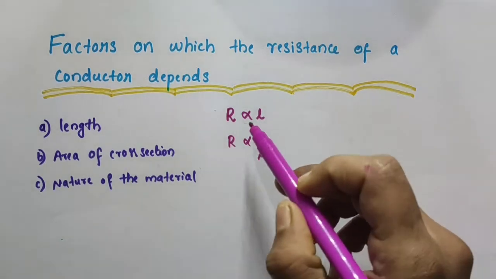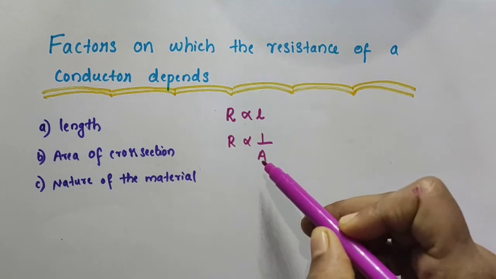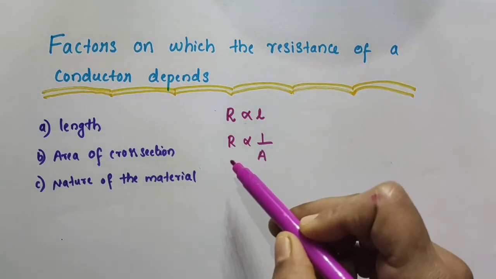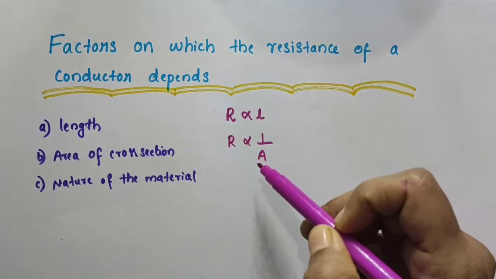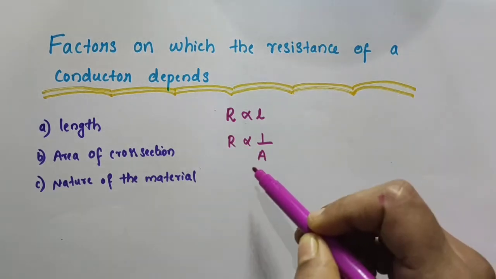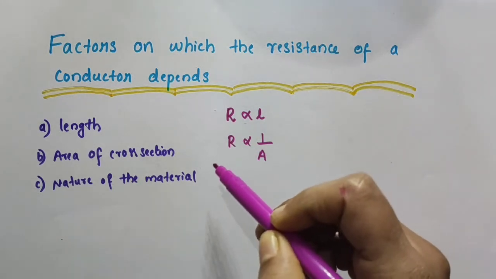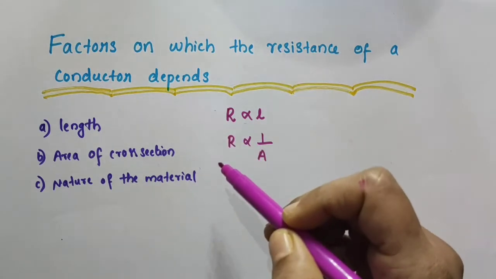When the length of the conductor increases, resistance also increases. When the area of cross-section of the conductor increases, what happens to the resistance of the conductor? It decreases because they are inversely proportional. So when the area of cross-section increases, the resistance of that conductor decreases. When the area of cross-section decreases, then resistance increases.